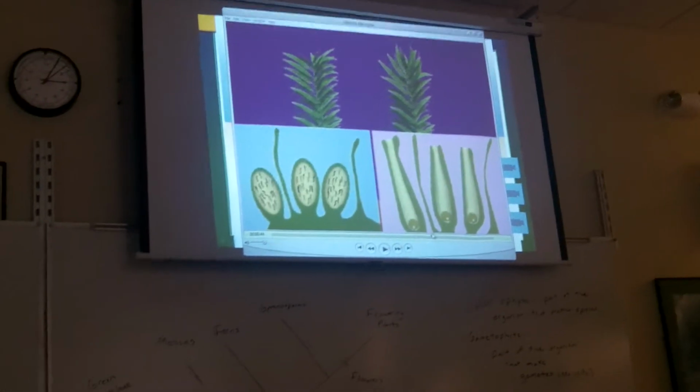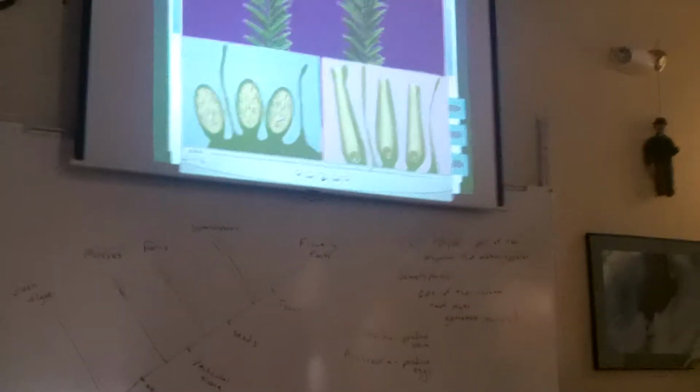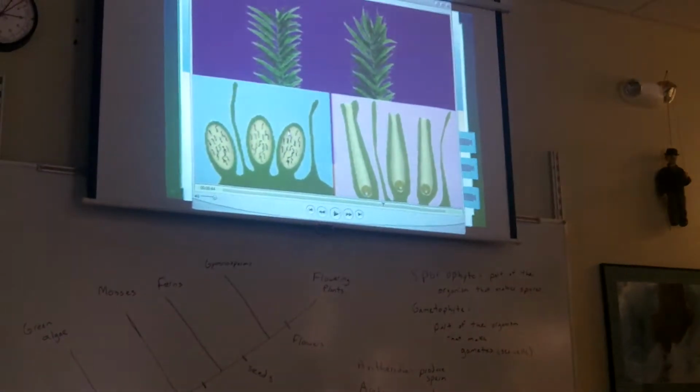Okay? So these sperm are developing in a structure here called the blank. 10 points if you can answer. What do we call the structure that the sperm develops in? Another 10 points if you can tell me what the structure that the egg is developing in is called.